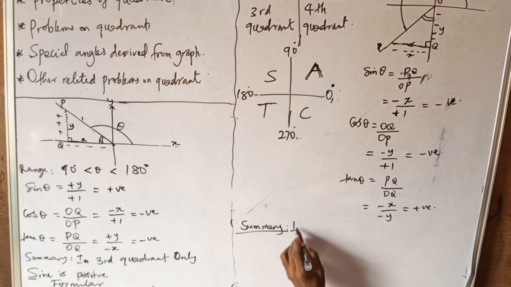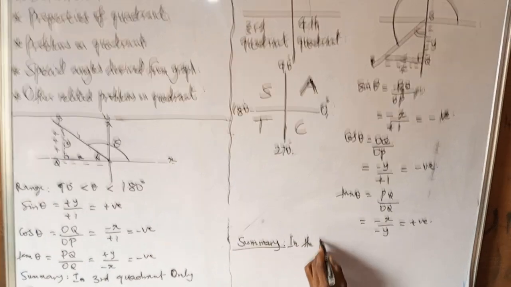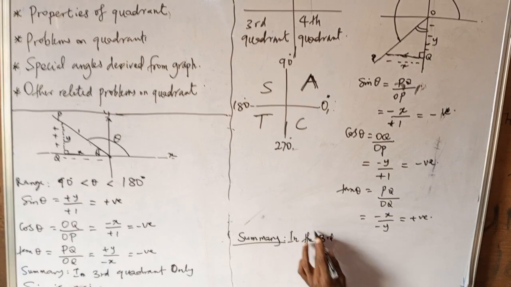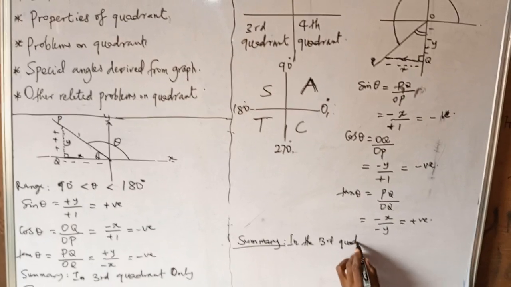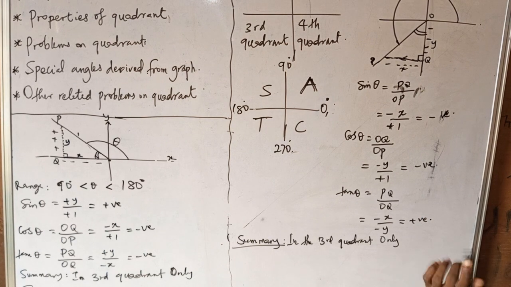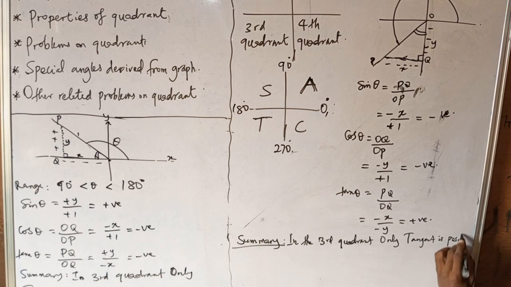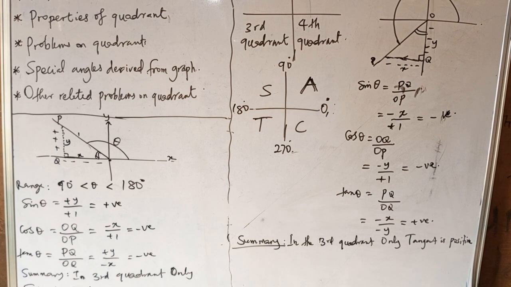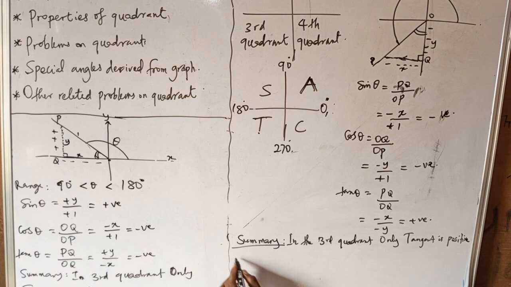So the summary for the third quadrant is that in the third quadrant, only tangent is positive. So meaning the other two, our sine and cosine, are negative. That is why we have the letter T, which stands for what? Tangent for the third quadrant. So what's the formula here?